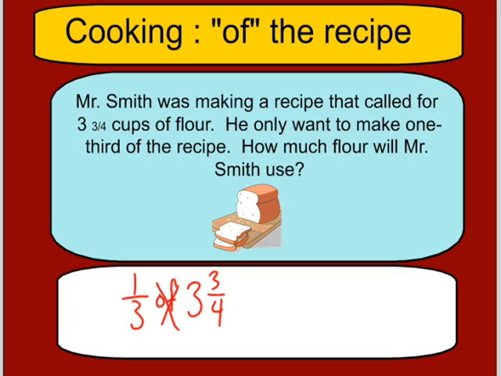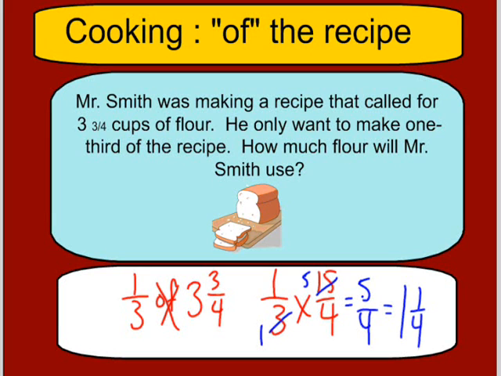Well, "of" means multiply. So I'm going to make 3 3/4 an improper fraction. 3 times 4 is 12, plus 3 is 15, all over 4. And I notice that we can cancel out the 3 and the 15. We end up with 5/4, which is improper. That would be 1 1/4. So Mr. Smith would need 1 1/4 cups of flour for his recipe.